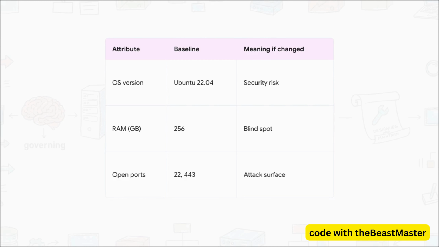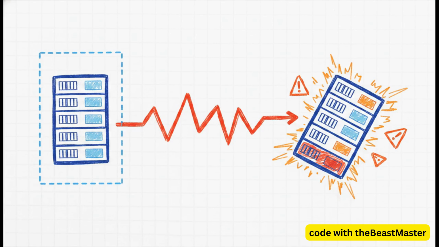Or say the RAM suddenly jumps from 256 gigabytes without a corresponding change. Record operations just gained a major troubleshooting blind spot. And what if new open ports magically appear alongside the expected ones like 22 and 443? You've just exposed a potential new attack surface. Undocumented changes lead directly to major vulnerabilities and operational incidents.